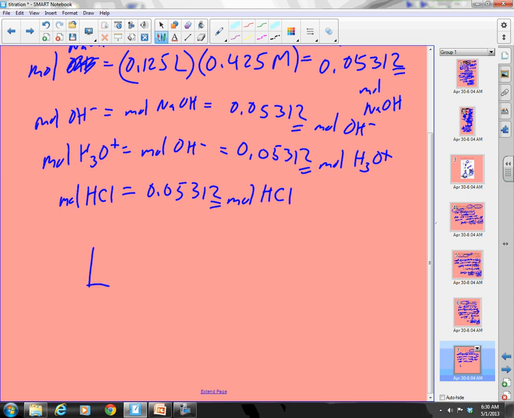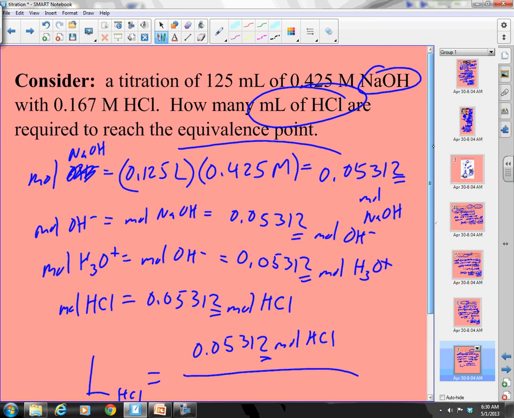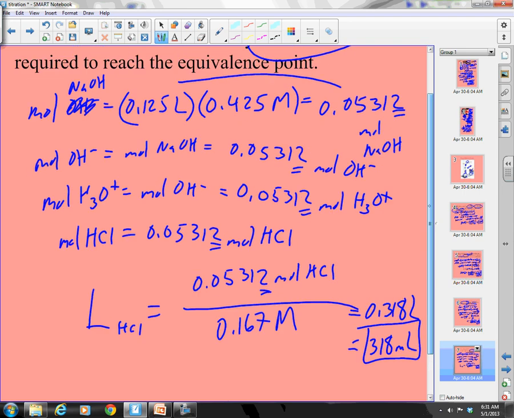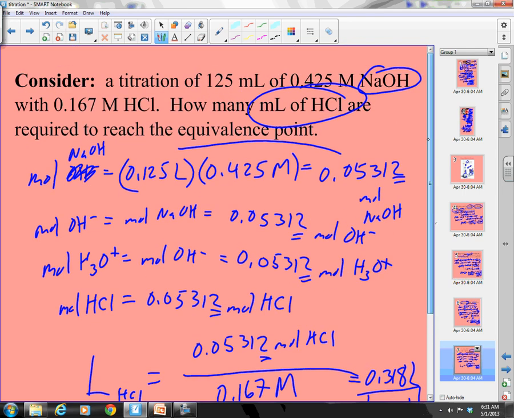So my liters of HCl equal my moles, 0.05312 moles of HCl over my molarity. What was my molarity? 0.167. And what do I get? 0.05312 divided by 0.167, and I get 0.318 liters, which is equal to 318 milliliters. Let's see if that makes some sense. Okay, yes, I'd say that makes sense.